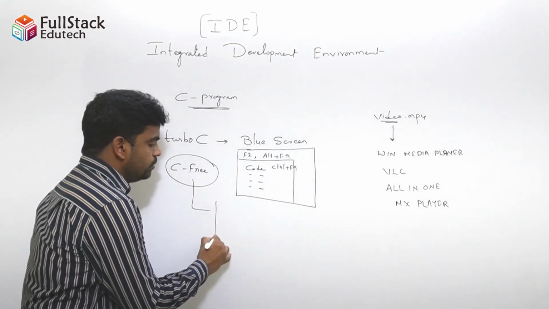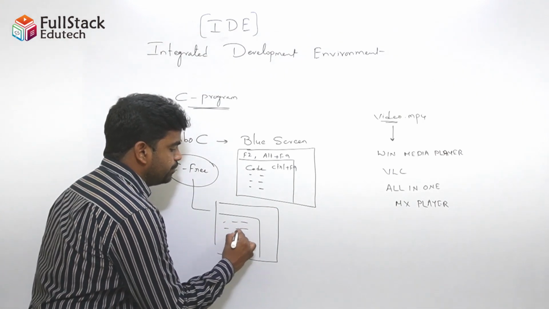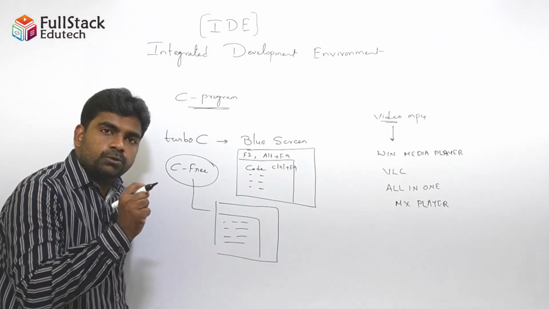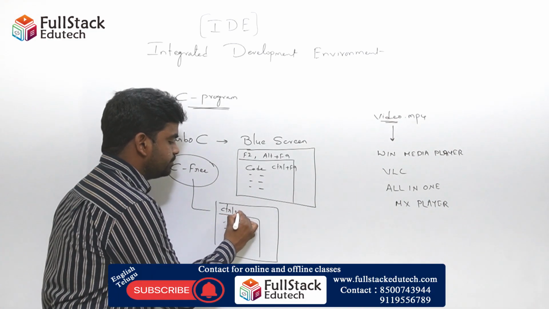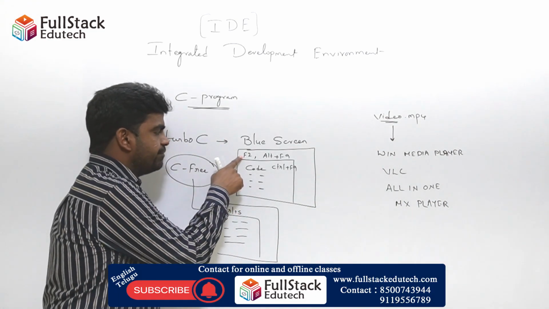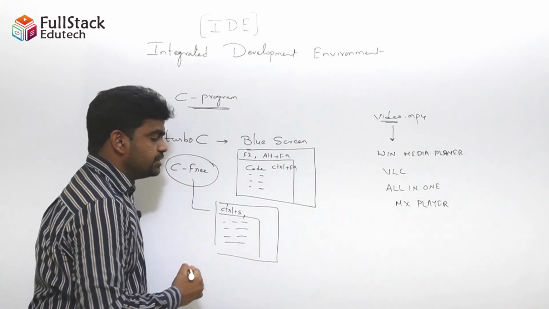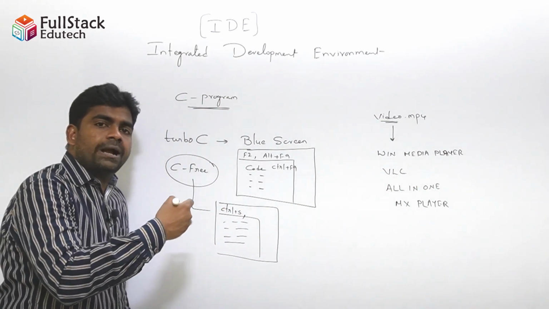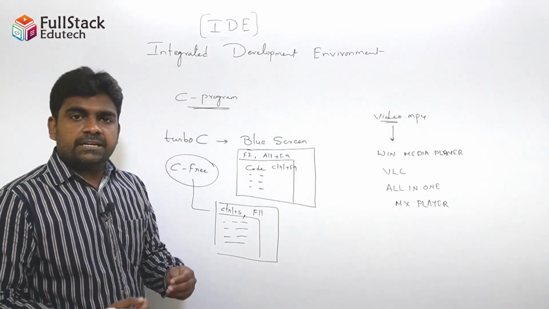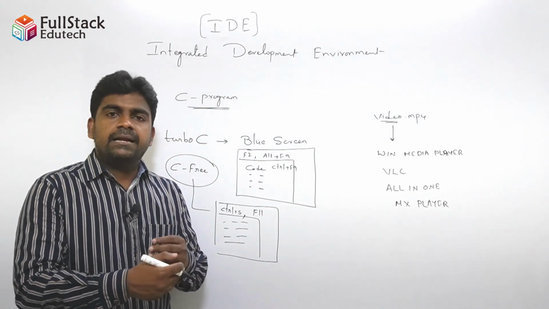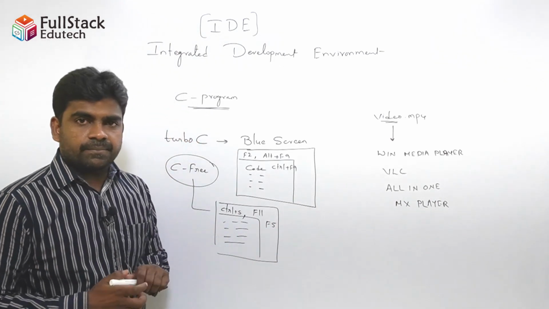CFree is also showing one window. Here the editor is there. After writing the program, if you want to save, Control S is the shortcut. In Turbo C, F2 is the shortcut for saving; here Control S is the shortcut for saving. If you want to compile and run, directly F11 is there. It will automatically compile and run. If you want to see the output, the F5 option is there.